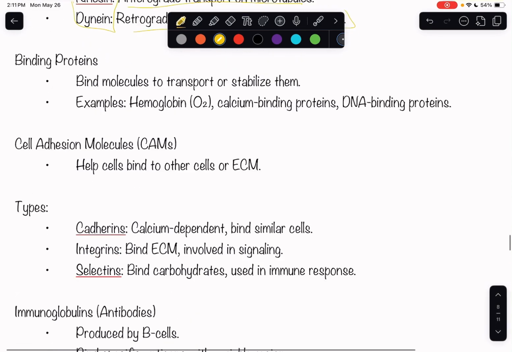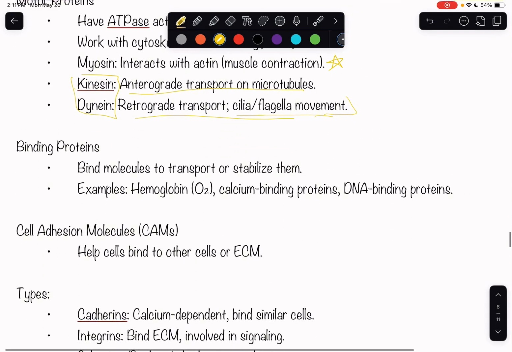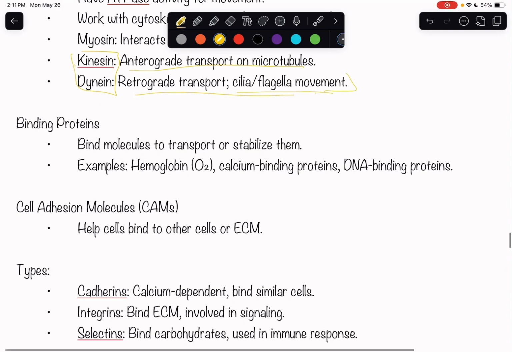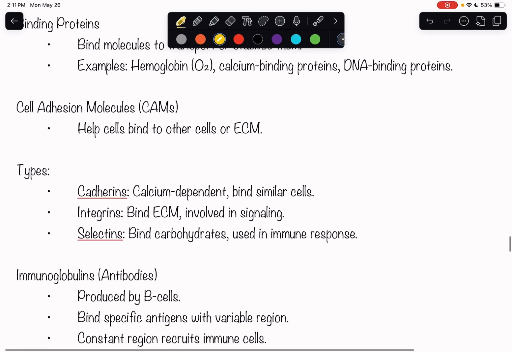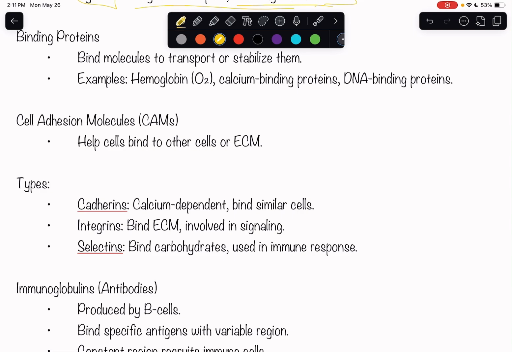So next we're gonna go through our binding proteins. So binding proteins, I don't know what they do, right? So binding proteins bind to transport or stabilize them. So example is gonna be like hemoglobin, calcium binding proteins and DNA binding proteins. Okay, so we know hemoglobin is iron, calcium is obviously calcium, and then DNA binding proteins would be magnesium. Actually, don't quote me on that. So cell adhesion molecules help bind cells to other cells.